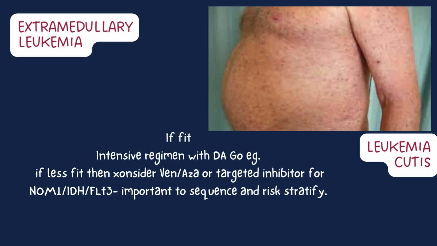Extramedullary leukemia, so leukemia presenting outside the bloodstream, can manifest as symptoms like leukemia cutis. If the patient is fit, then you would treat them with an intensive regimen with something like DA-GO, daunorubicin and cytarabine and gemtuzumab. If the patient was less fit, then you would consider venetoclax or a targeted inhibitor. So it's still important for these patients to have molecular PCRs done for NPM1, IDH and FLT3 to sequence and stratify them.